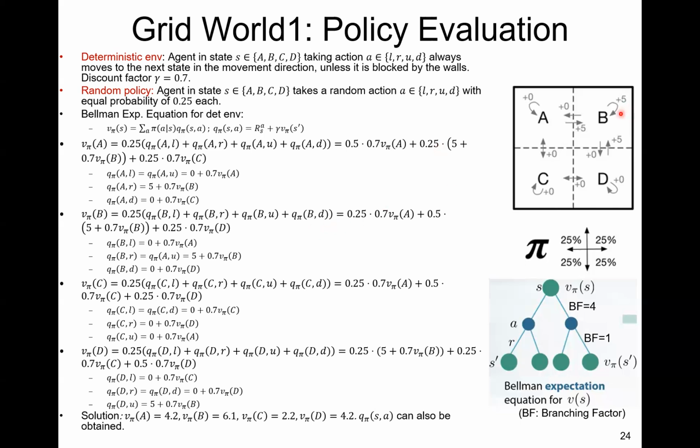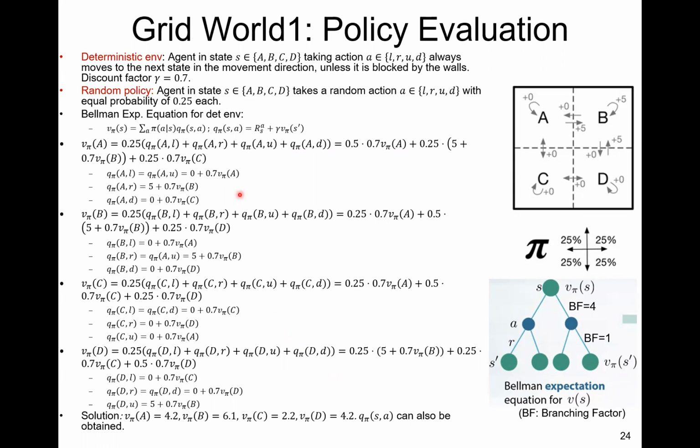Similarly for B, you can calculate this equation. If you're going right or up, you stay in the same state B, but you get a pretty big reward of 5. But if you go left, you go into A with reward of 0, or you go into D if you go down with reward of 0. Similarly for V pi C and V pi D. Finally, you have 4 equations and 4 unknowns: V pi A, V pi B, V pi C, V pi D. You can solve to get this solution. That is your V pi value function for the random policy.